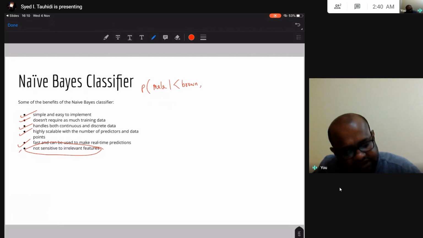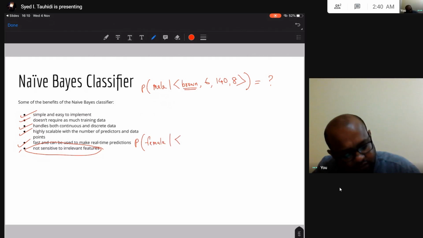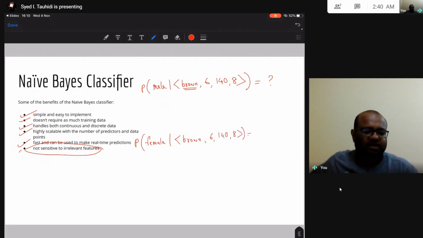Height is say once again 6, weight is 140 pounds, shoe size is 8 like before, but now I have one more data. Okay, so this is the probability that I am trying to find, and another probability that I am trying to find is this probability of the person being a female given brown, 6, 148. Okay, this is another thing that I am trying to find.